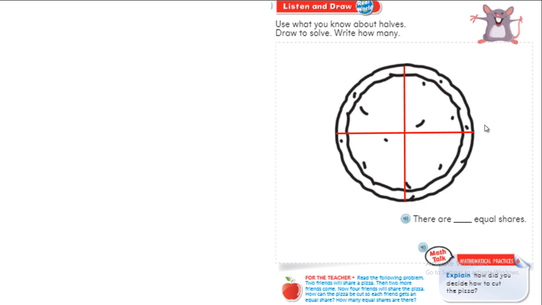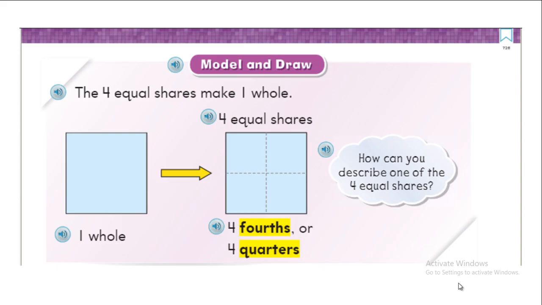How many equal shares do we have now? We have 4 equal shares. There are 4 equal shares that make 1 whole. Because if you cut the square into 4 equal parts, and then you put the 4 equal parts together again, they're gonna make the first shape, the whole square. Why? Because the whole square, when you cut it into 4 equal pieces, it's gonna be fourths. But when you put all the fourths together again, they're gonna make 1 whole.